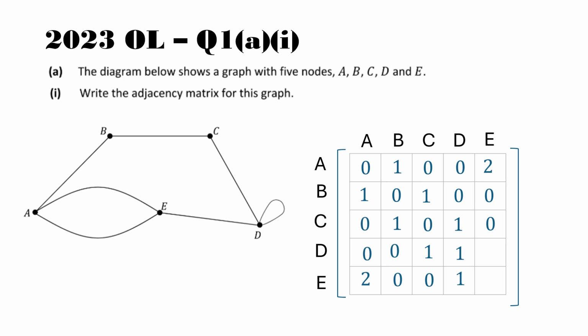E to D has one connection, which is mirrored in D to E. And then finally, E to E has no connections. So this is what our adjacency matrix looks like for that graph.